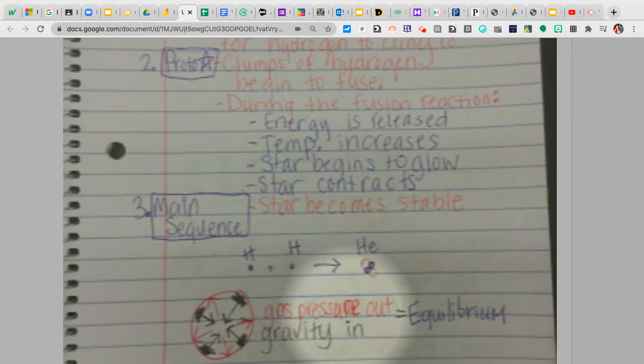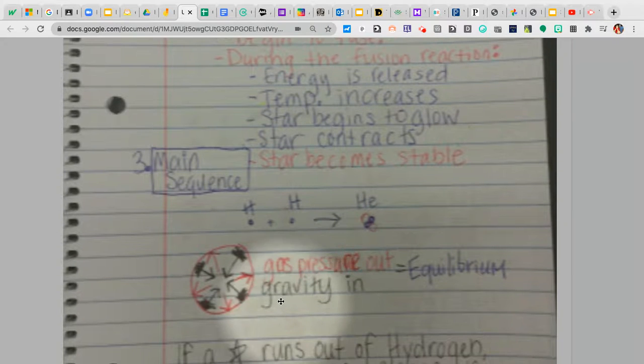What we mean by stable is, we have a picture here for you guys. The gas pressure is pushing out. So the gas within the star is pushing out equally to the gravity pushing in on the star. So what we get is called equilibrium. Our gas pressure pushing out and gravity pushing in is equal, so the star is neither expanding nor contracting. It's just staying the same. So this is happening during main sequence.